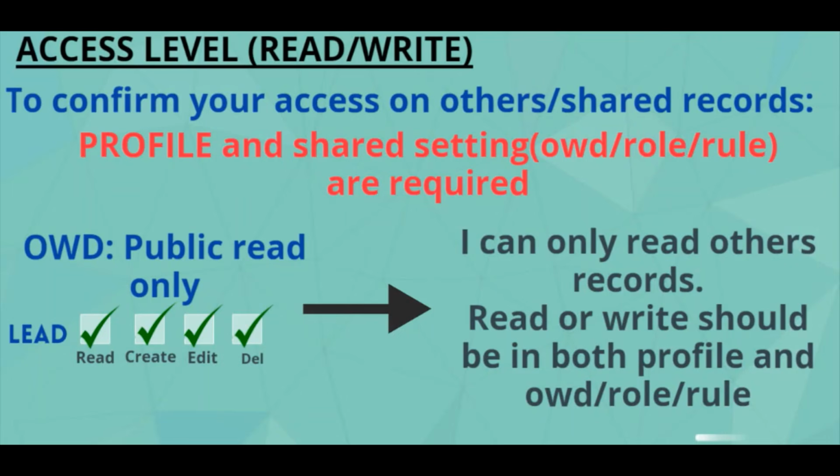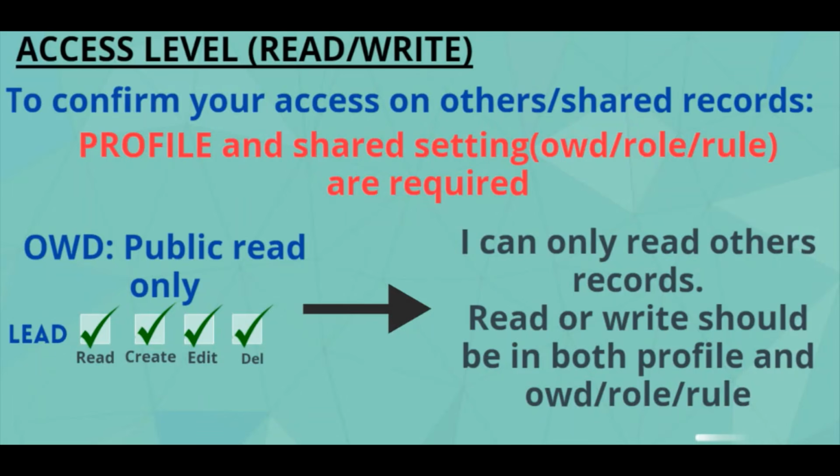So if OWD is public read only, which means I can see records which are owned by others, and the object says read, create, edit, delete, in that case, I can only read others' records. Why? Because OWD is set to public read only, and in lead we have the read option as well. Whenever you want the read option on others' records, OWD has to say read and profile should also say read.